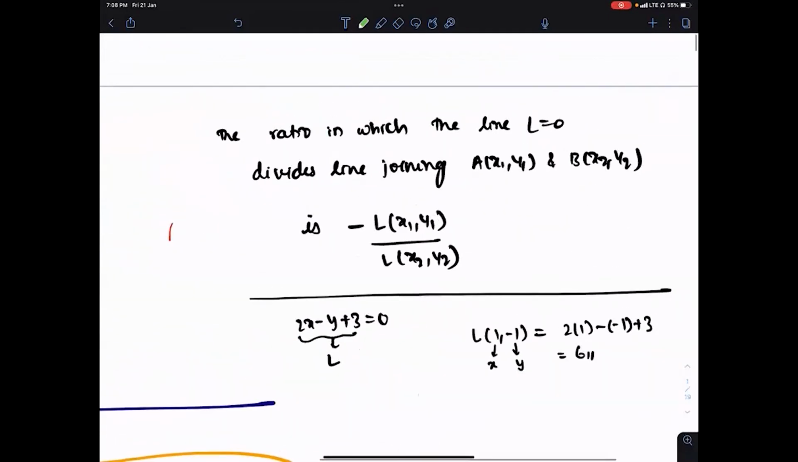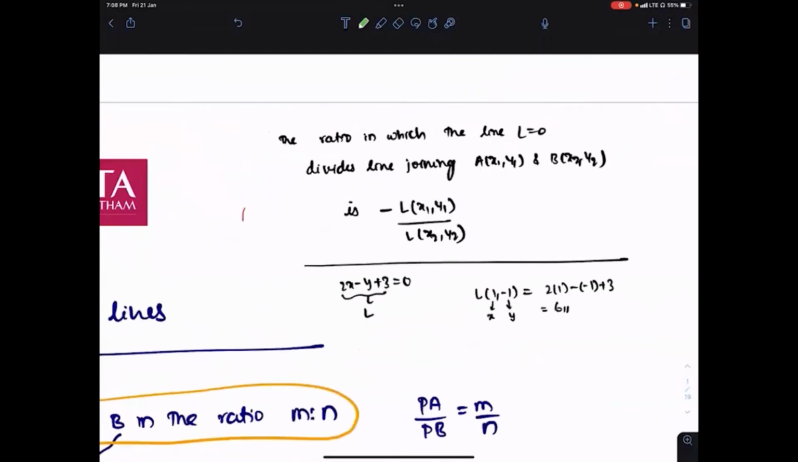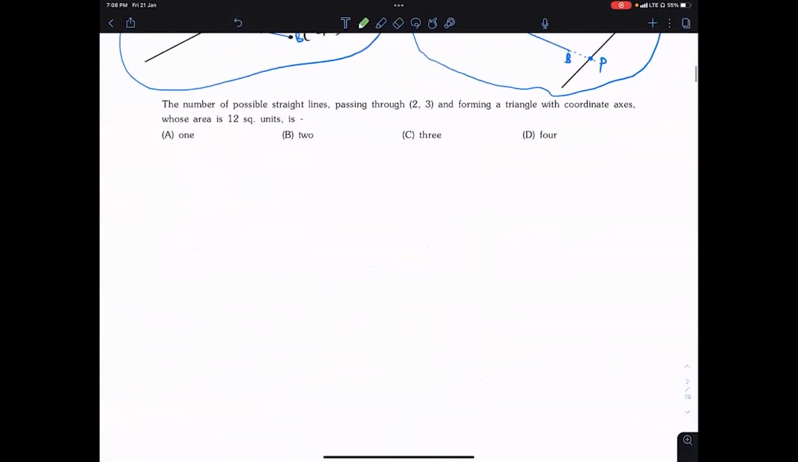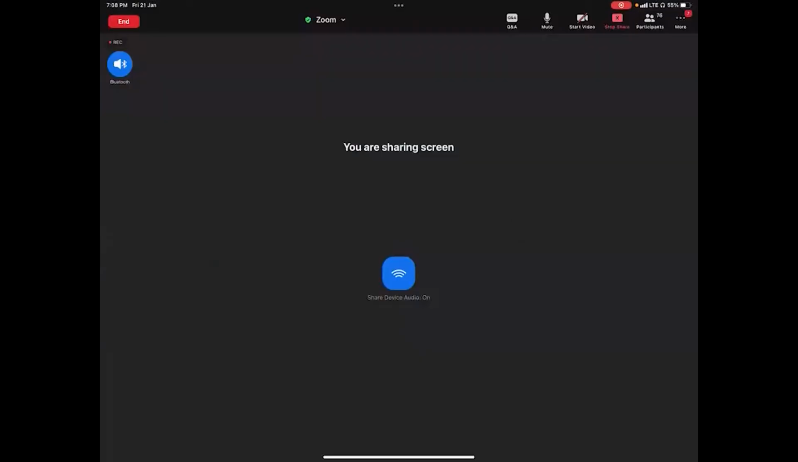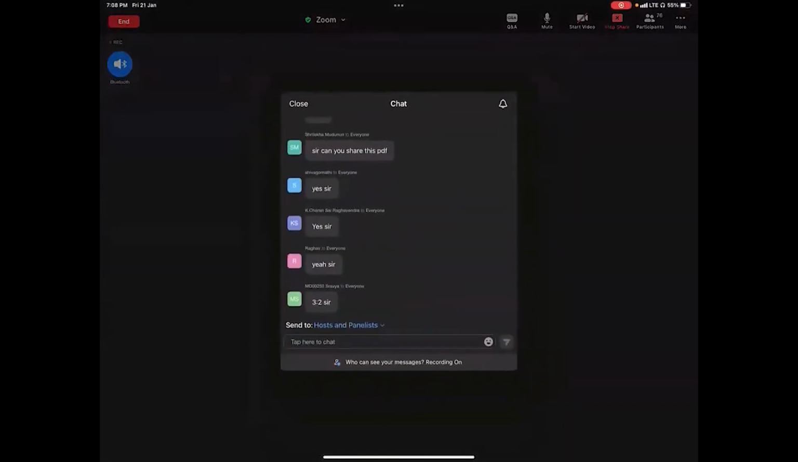So this is another important formula, guys. The ratio in which the line divides the line joining these 2 points. Fine. Anyone has any doubts? Stavia, 2:3. Okay? Not 3:2.